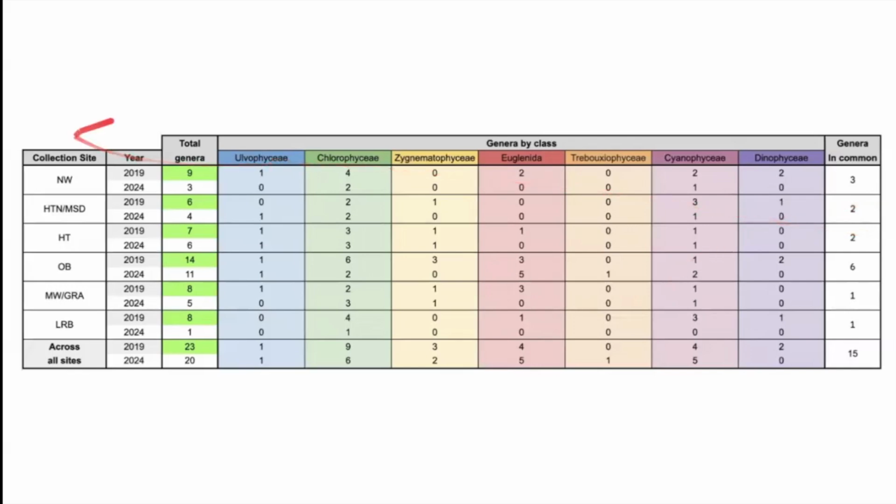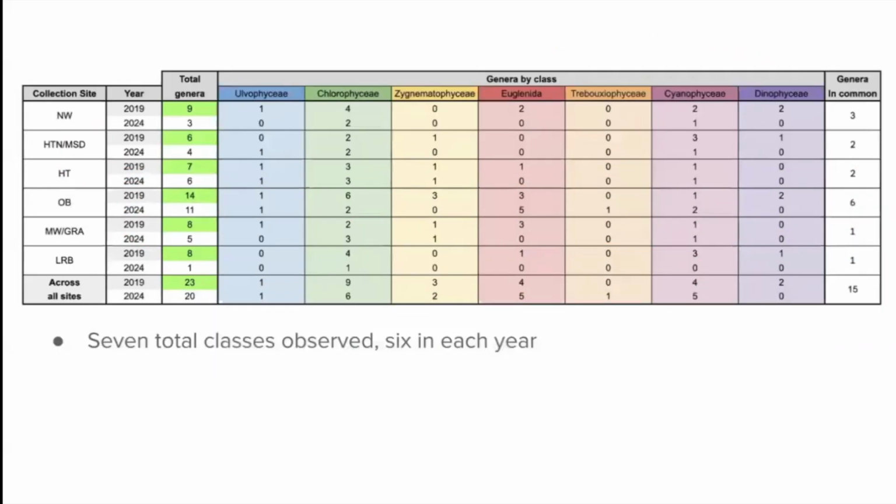You can see these are the classes of algae that I saw. There were 7 total classes seen across both years, and 6 seen in each year. What that means is that there were 5 classes observed in both years. I'm not even going to try to pronounce this one. This one and this one were only seen in 2024 and 2019 respectively, but all the rest were seen in both years. And over here, in this column, I have for each site the number of genera seen across all classes, and then the total across all sites.